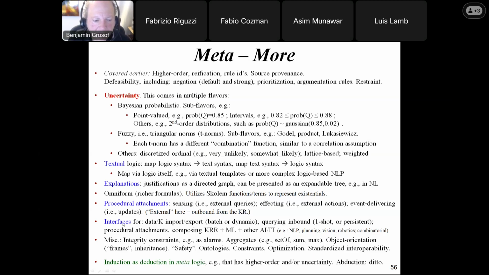You can have interfaces for import or export of data or knowledge, batch or dynamic, for querying inbound, either one shot or persistently whenever a knowledge base is updated. It reports out its changes and conclusions. Interfaces for procedural attachments, and also for composing KR with ML and other AI or IT functionality, for example, in NLP, planning, vision, robotics, even doing combinatorial stuff, for example, optimization or so-called constraint reasoning.